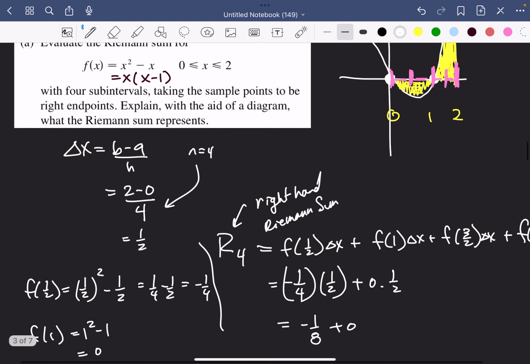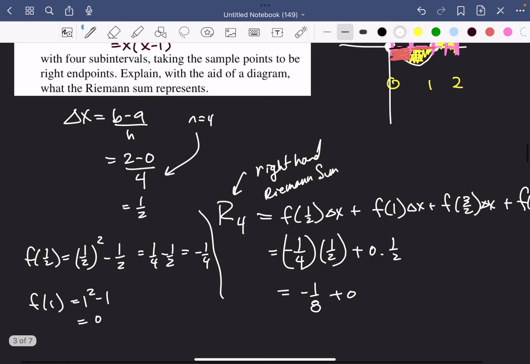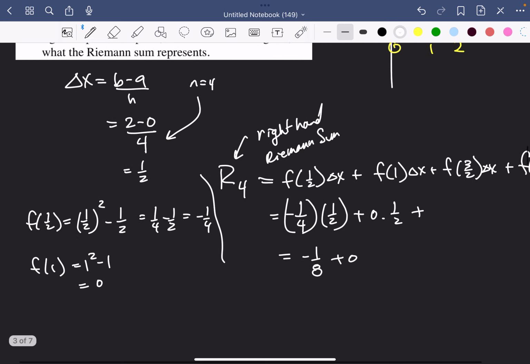So the first rectangle goes down to a height of negative 1/4, and so it looks something like that. The next one is a height of 0, so it's non-existent. And then for the next one, f of 3/2, we're going to take 3/2 and square it minus 3/2. So that's 9/4 minus 3/2.